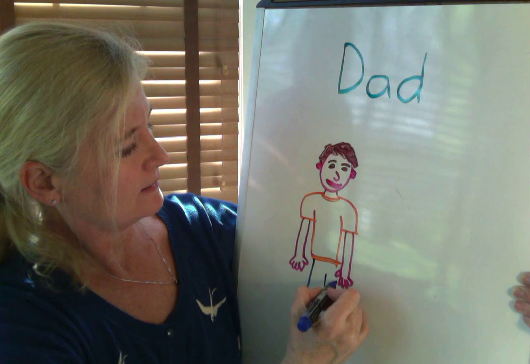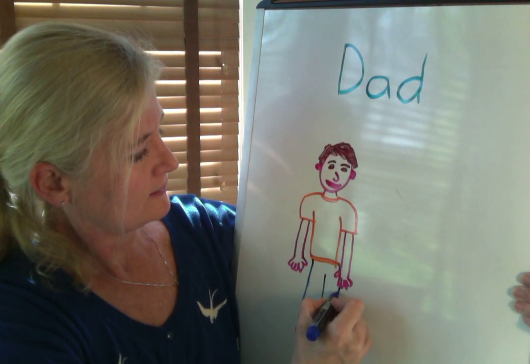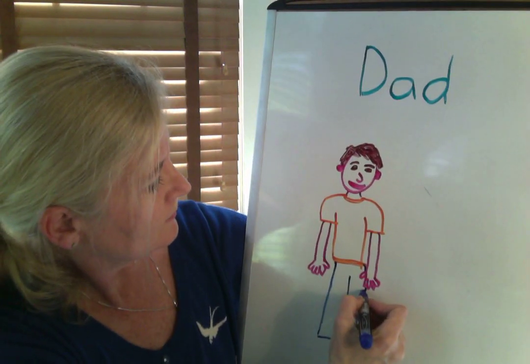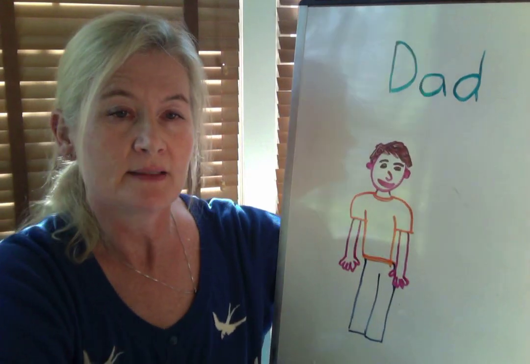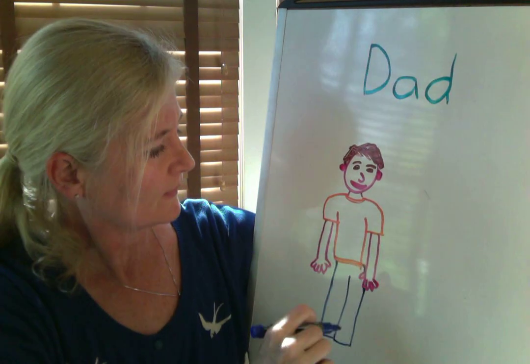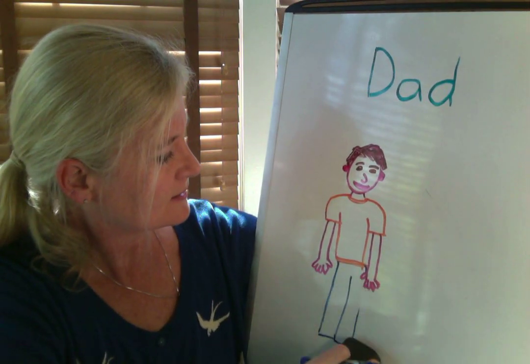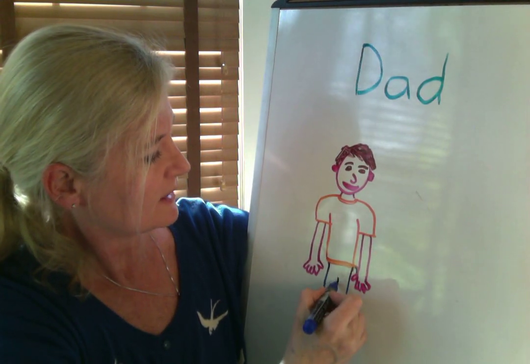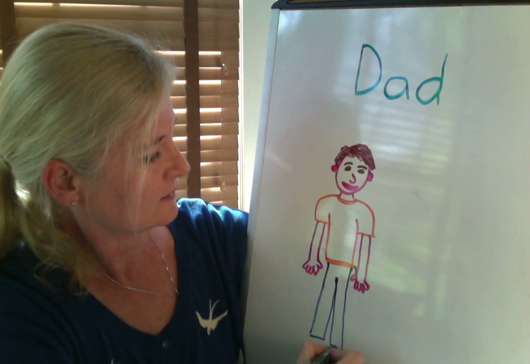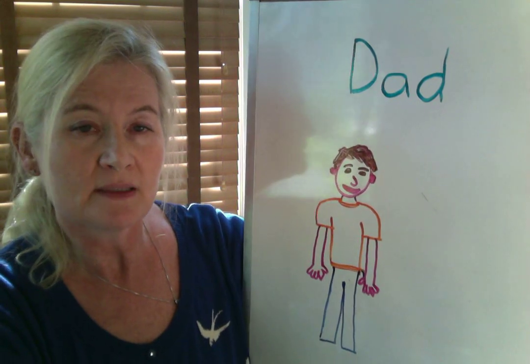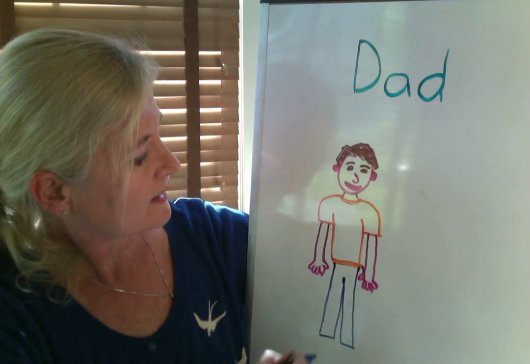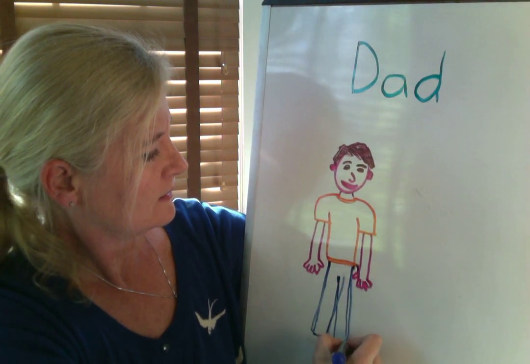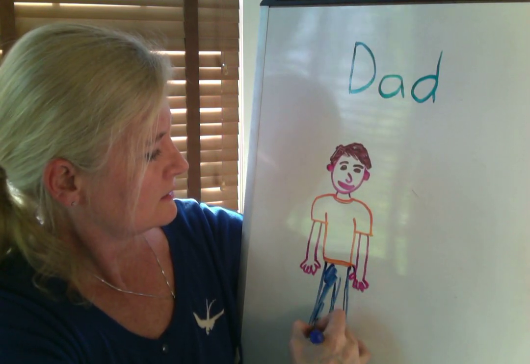That's one leg. And there's another leg. So he's wearing pants. You know what? I'm going to erase that because that doesn't look in the right place. Let's give him some pants there. That looks better. So he's wearing blue pants, and let's colour them in. Let's colour them in like this.